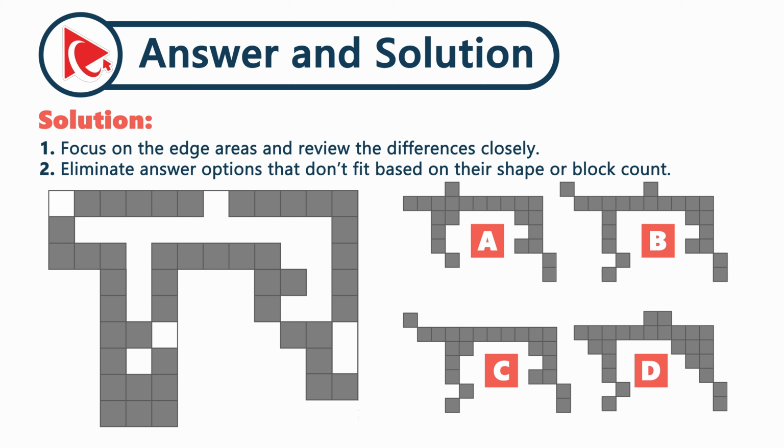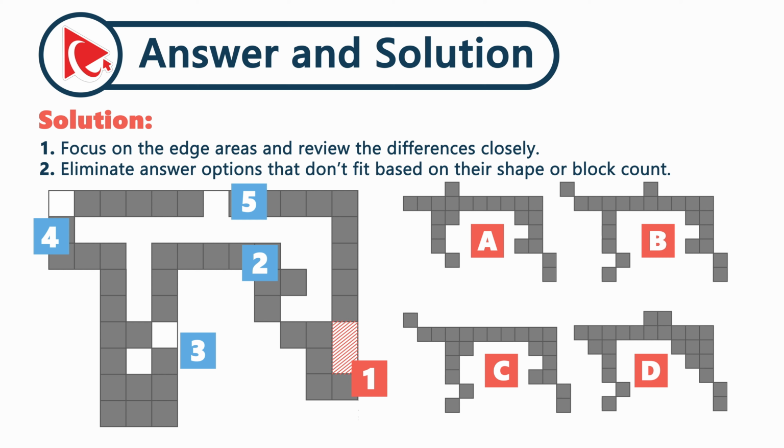I identified 5. Do you see more? This is what I found. 1, 2, 3, 4, and 5. These are the areas where you need to look closely at the block difference in the answer choices. Let's look at the example in the first edge area.